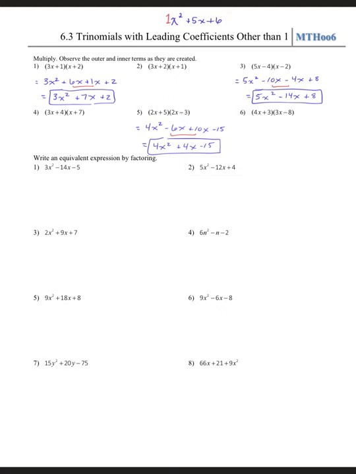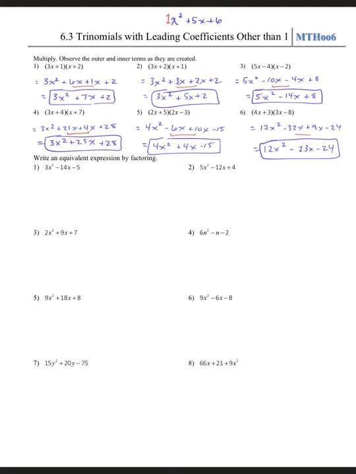Okay, now what I want you to do is do numbers 2, 4, and 6, then unpause the video and check your answers. Okay, you can go ahead and then repause the video and check your answers for 2, 4, and 6. Now I want to look at number 6.